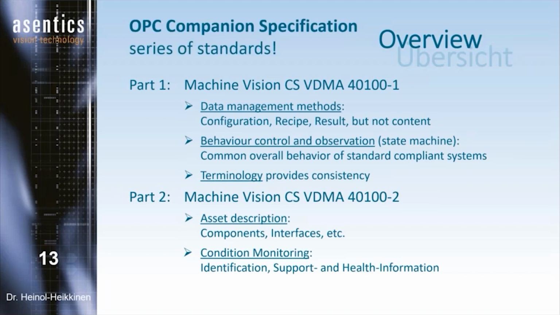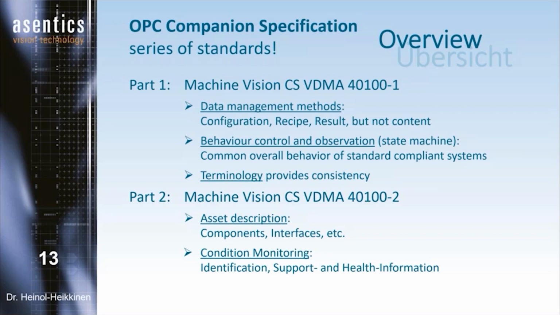So we started 2017 with the first part of our machine vision companion specification. It's called 40101. And what we did there inside is we standardized data management methods. That means we talk about how to deal with configuration, how to deal with recipe and results, and so on. But we standardized only the management methods, not the content. The content we standardized later on in part 2.